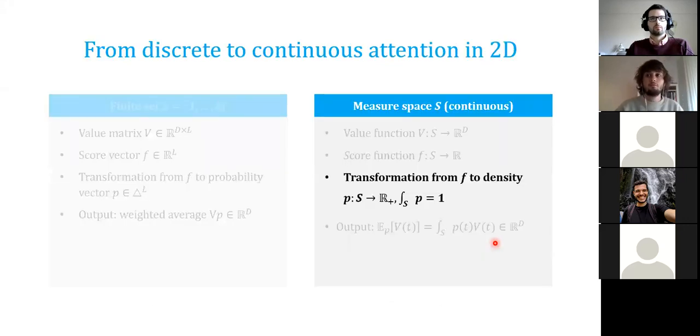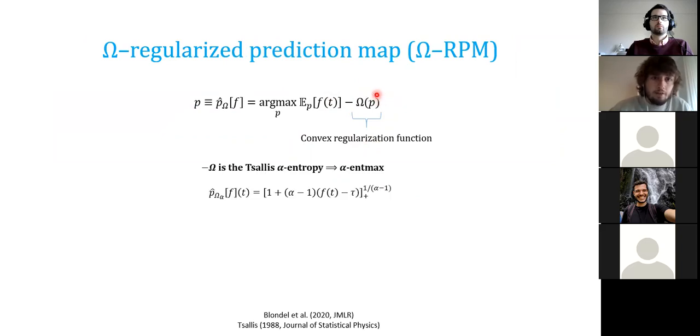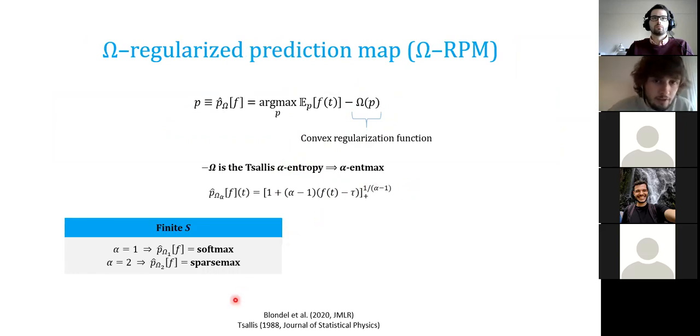In what concerns the continuous transformation that maps the score function into a probability density, we use a framework called Omega RPM that is defined as the argmax of the expectation of the score function regularized by this convex function omega. And if omega is the Tsallis negative entropy that depends on this parameter alpha, we obtain alpha-entmax. That in the finite case, when alpha is equal to 1, corresponds to the softmax function that we've seen in the beginning.